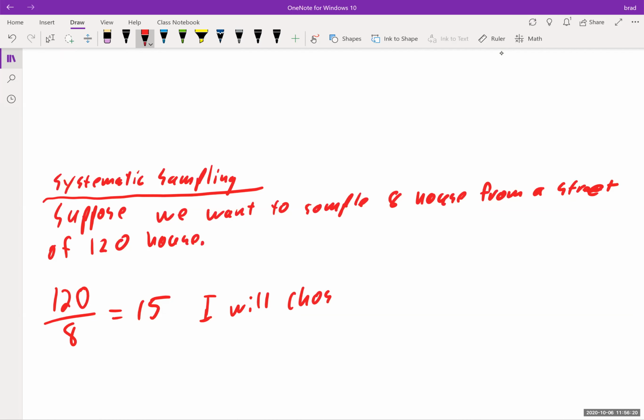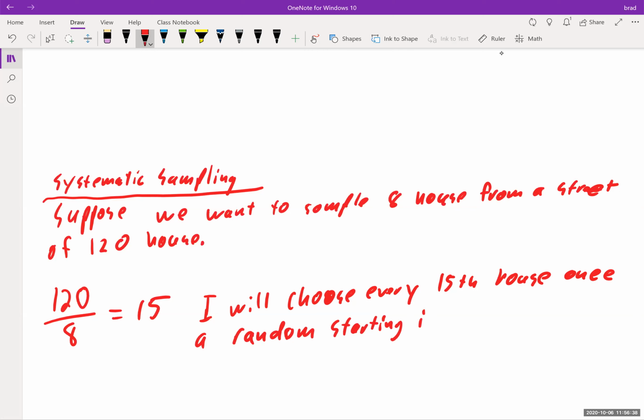I will choose every 15th house once a random starting point is chosen. Okay, so I have a random starting point. So that way I still can say that it's random, instead of picking every 15th house and starting at one, where I kind of know the outcome. But if I randomly choose where I'm going to start, then every 15th house, it is very systematic. I'm going to do it in a certain way, right? However, the starting point is chosen randomly.